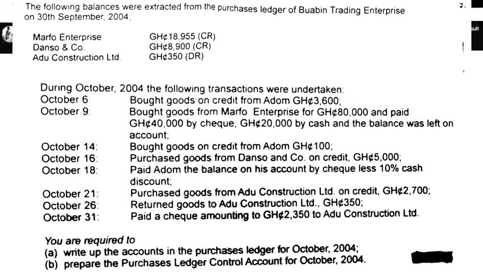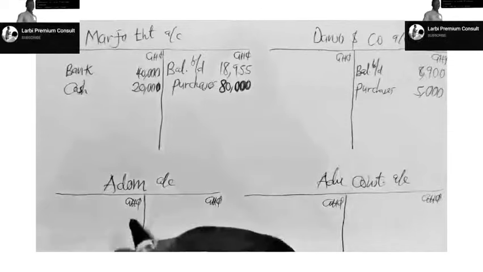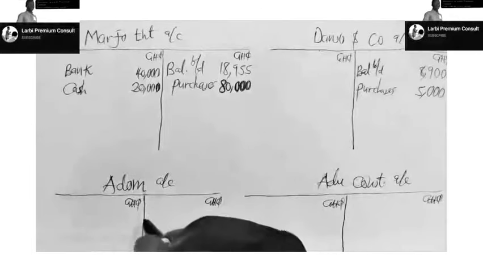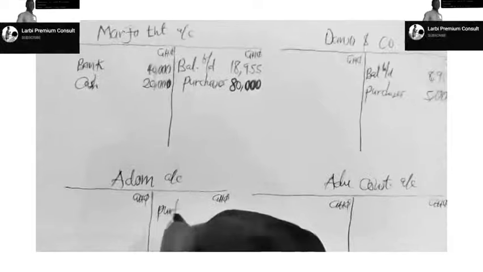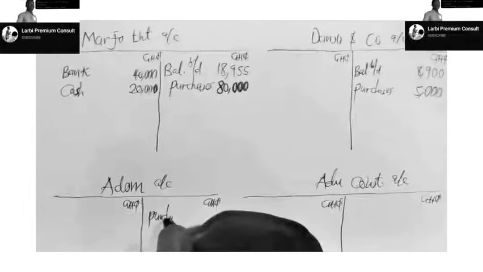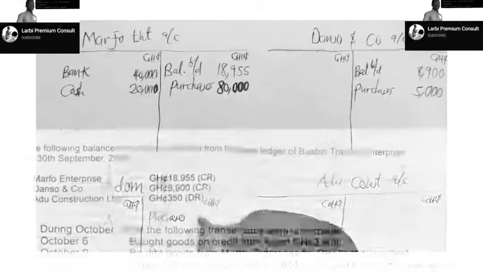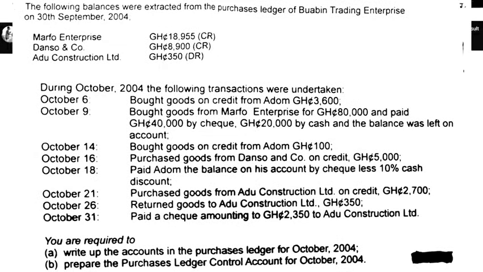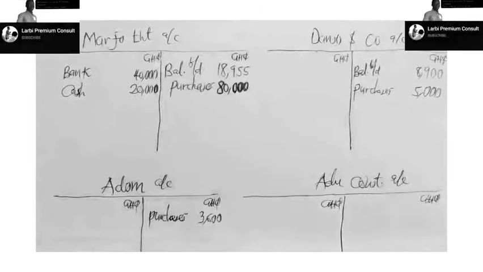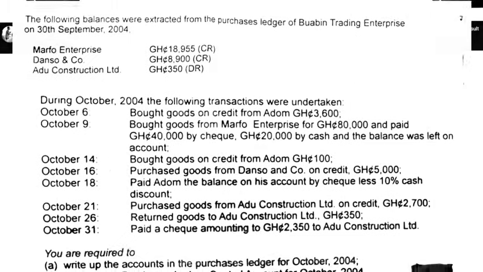So that you bought goods from him on credit. Right, so you're going to record. That's 6th October. Since Adam is the one giving, our Adam account needs to be credited, then we debit our purchases. So purchases of 3,600. Okay, good.